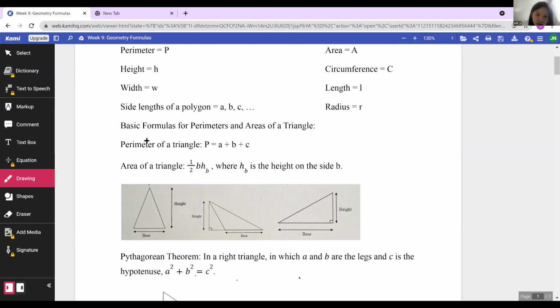So the basic formulas for perimeters and areas of a triangle. The perimeter of a triangle is A plus B plus C, the sum of the lengths of the side lengths of the polygon.